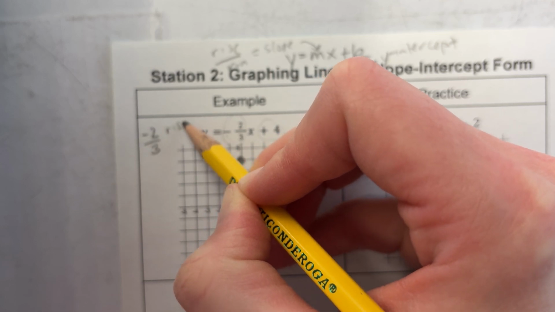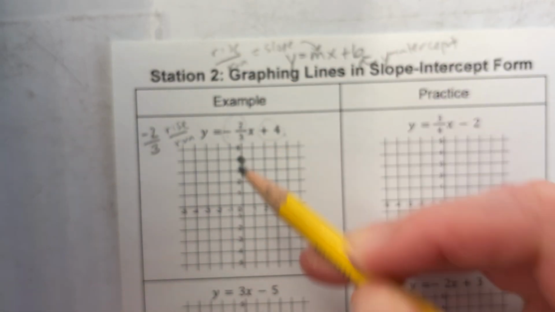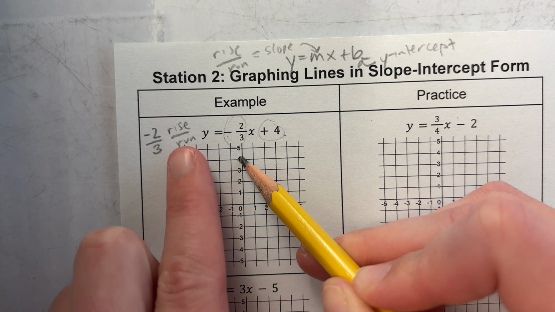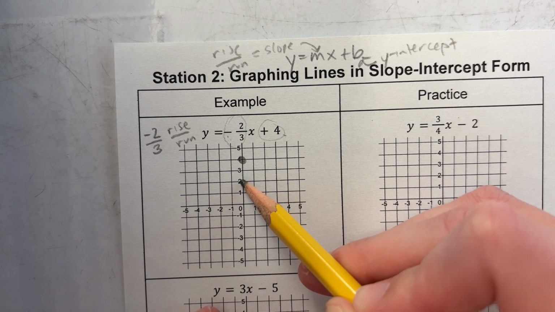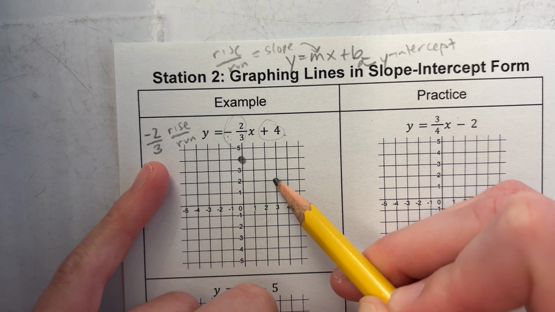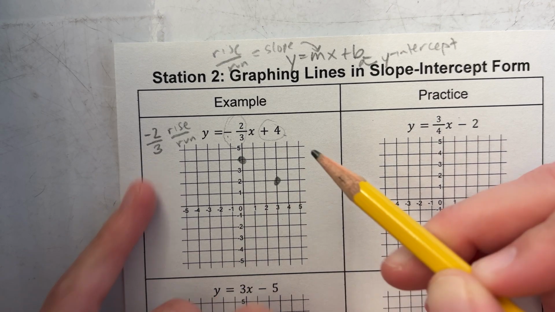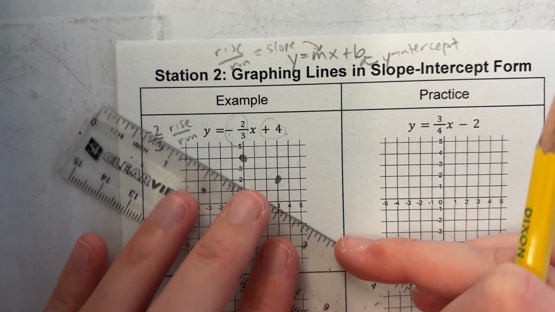This is my rise over my run. So I'm going to start here. I'm going to rise negative 2. What does that look like? Well, if I rise, I go up, but if it's negative 2, I'm going to go down 2 and run 3. Run 3 to the right. It's positive 3. We go to the right. Okay, neatly make your line.